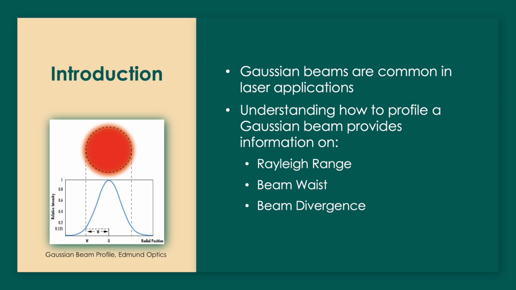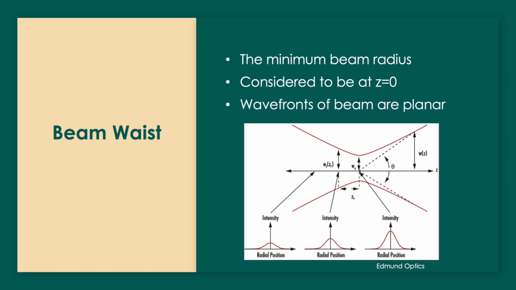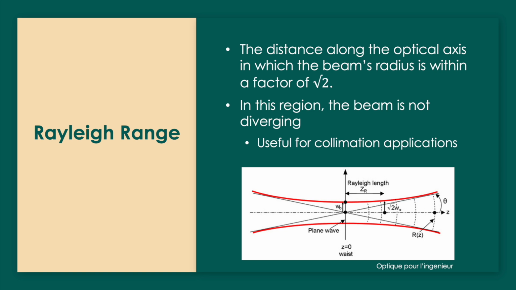This lab deals with profiling a Gaussian beam by determining important characteristics, such as the laser's Rayleigh range, beam waist, and beam divergence. Let's start with a quick review of these beam characteristics that we'll be encountering in this lab. The beam waist is the smallest radius of the beam along the optical axis. At this point, the wavefronts are planar, meaning that there is no divergence of the laser. As for the Rayleigh range, this is the distance from the beam waist in which the laser is still considered to be collimated. The following techniques will be used in order to actually determine what these characteristics are.